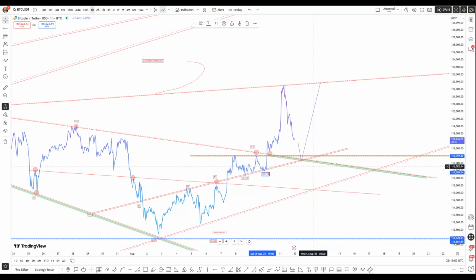Ladies and gentlemen, if we come back here at 117,185, I would like to buy. I want to drop that trade at 117K, 117K into 117,200 for a buy. You see, trading is probability.